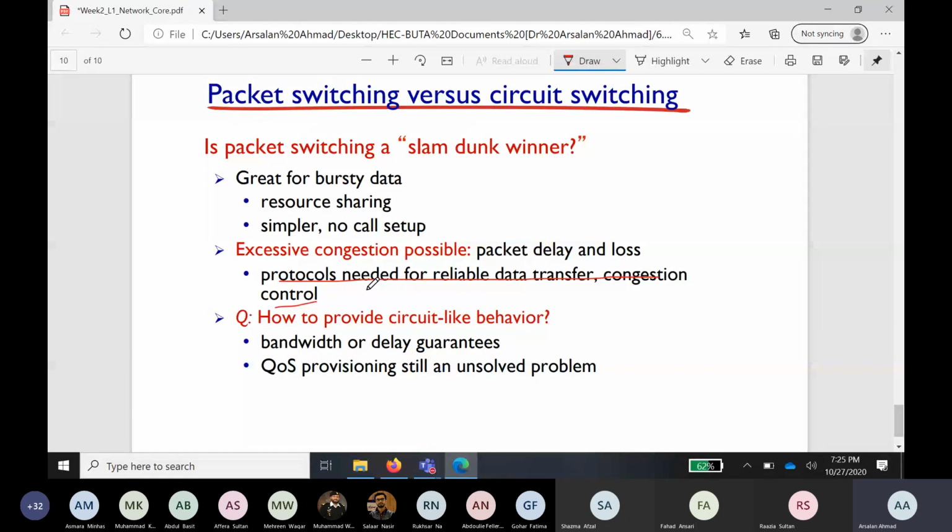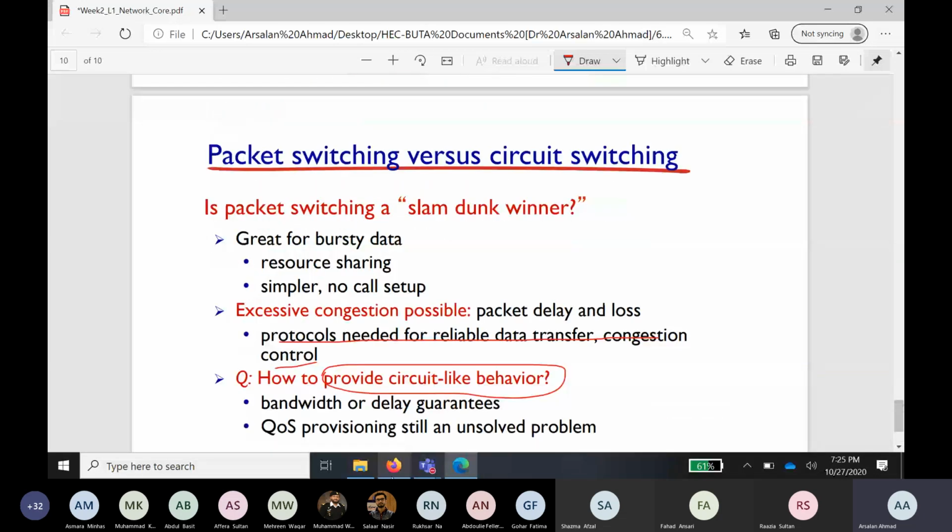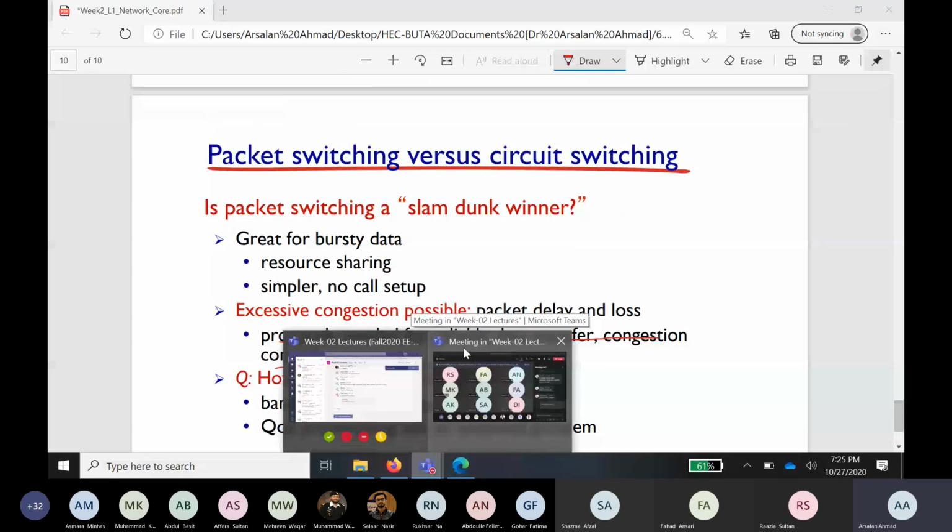So we need protocols to cover those delays and those losses: congestion control, reliable data transfer, things like that. The ideal scenario is that we use packet switching and provide circuit-like behavior. We accommodate more users, but the response from the network for the user is circuit-like. So these are the closing remarks of this topic.